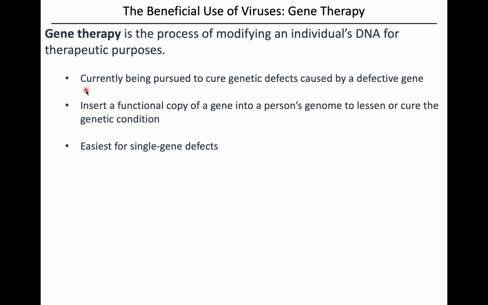So this is where the virus comes in: we can actually engineer viruses to act as the delivery system for these corrected versions of the genes, right? Because viruses are specialized at accessing cells, and in many cases integrating into the host cell genome. So they make a very good DNA delivery system.